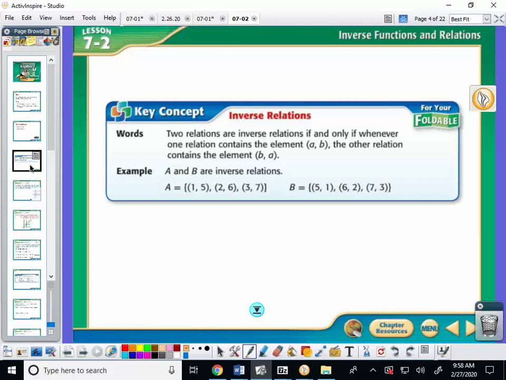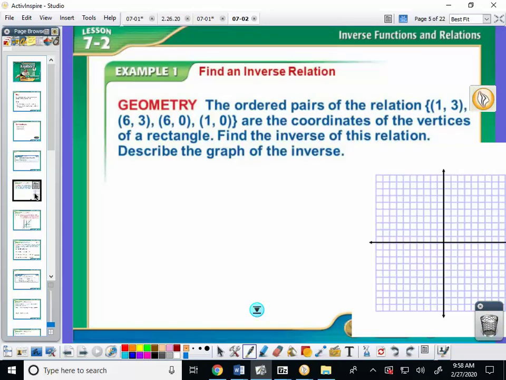I want you to take a look at the ordered pairs. The first ordered pair is (1, 5), whereas in B it is (5, 1). Here it is (2, 6) in A, but in B it is (6, 2). We have (3, 7) in A, but in B, (7, 3). You see how there's this flip-flop, x and y are flipped? Those are inverses. So I want to look at Example 1 with you, and we'll do this together.